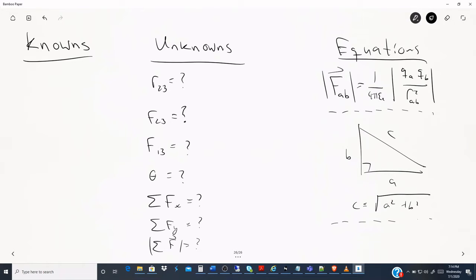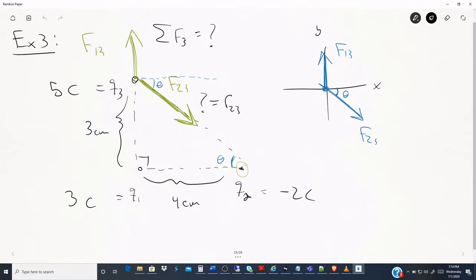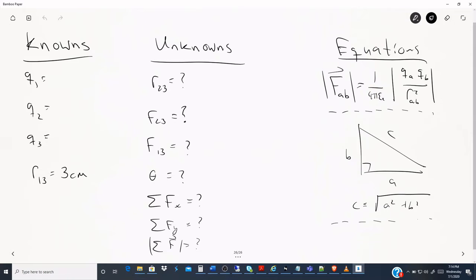But then in terms of knowns, I know charge 1, charge 2, and charge 3. I also know the distance from 1 to 3, because that was drawn on the triangle. So the distance from 1 to 3 was 3 centimeters. And then my charges are 5, -2, and 3. So these are my knowns. So the easiest thing to get right now is R23.